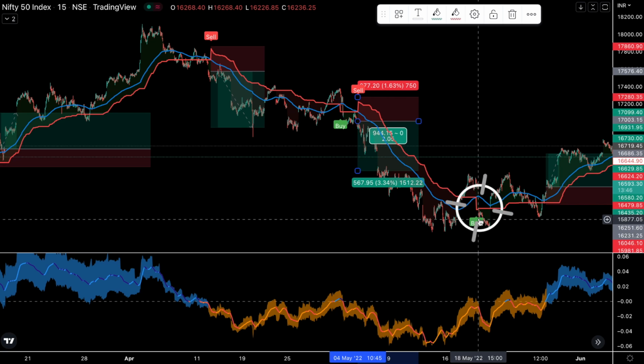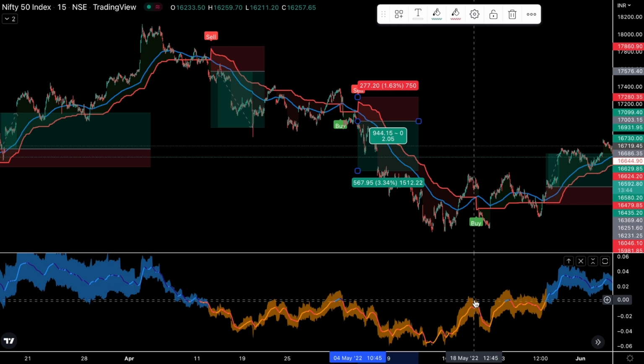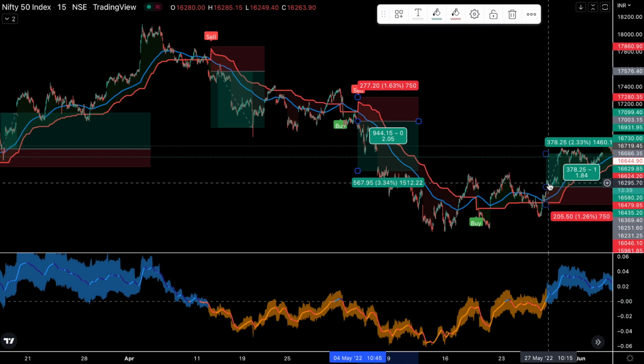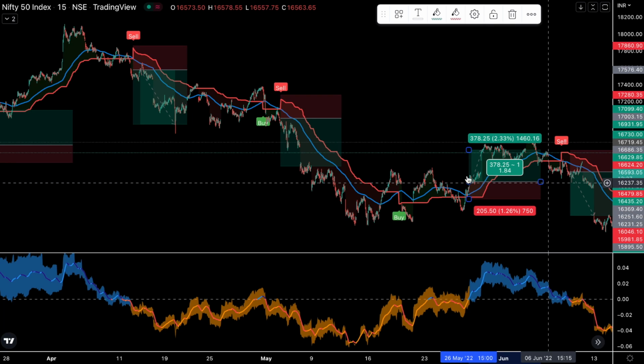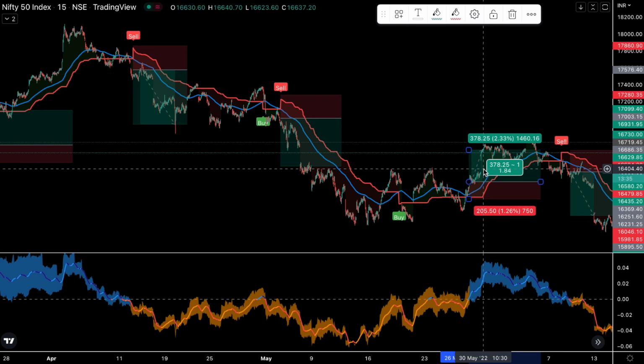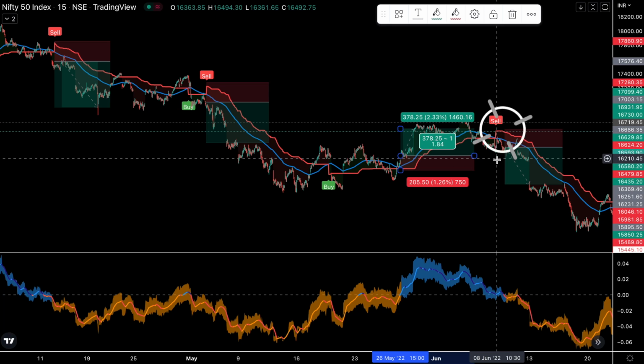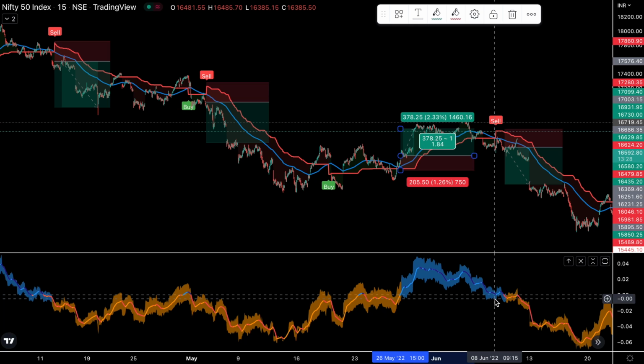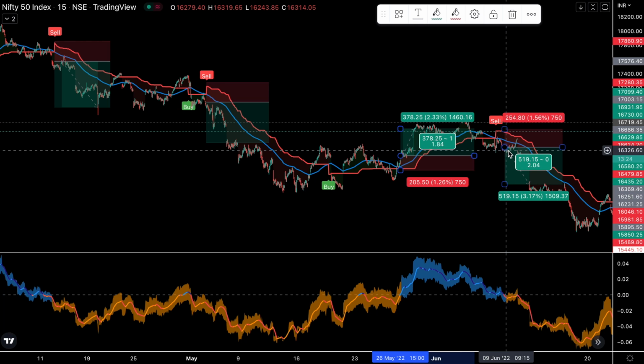We have a buy signal here. Trend is downward. We'll wait for the trend to turn upward. The target is attained. This is a sell signal here. The trend is upward as of now. We'll wait for it to turn downward as well. We took the trade here and the target is attained. So this is how the strategy works on Nifty 50.